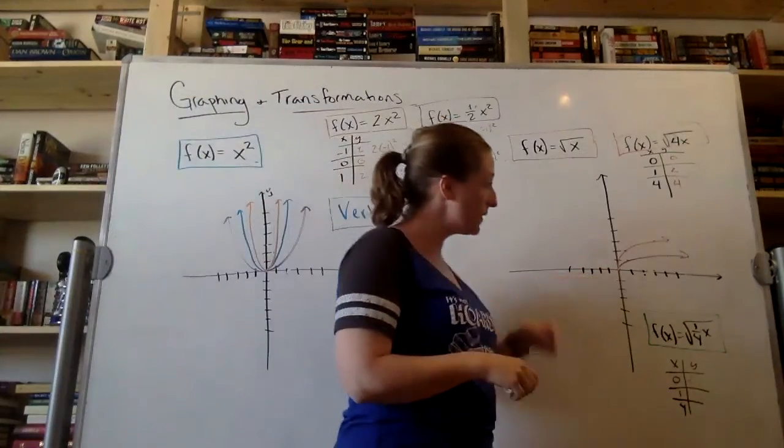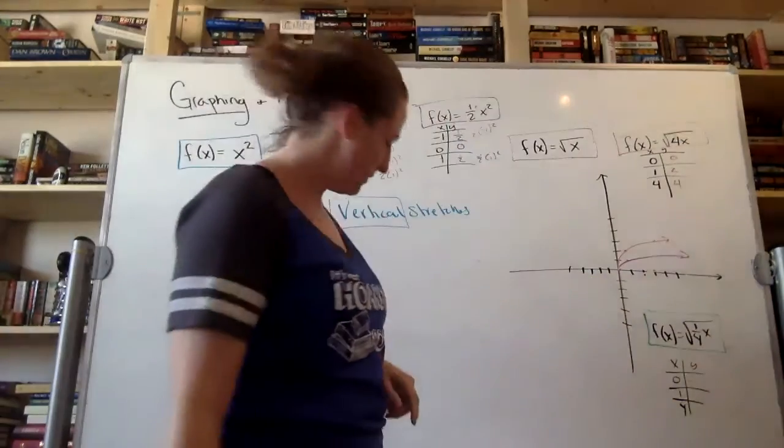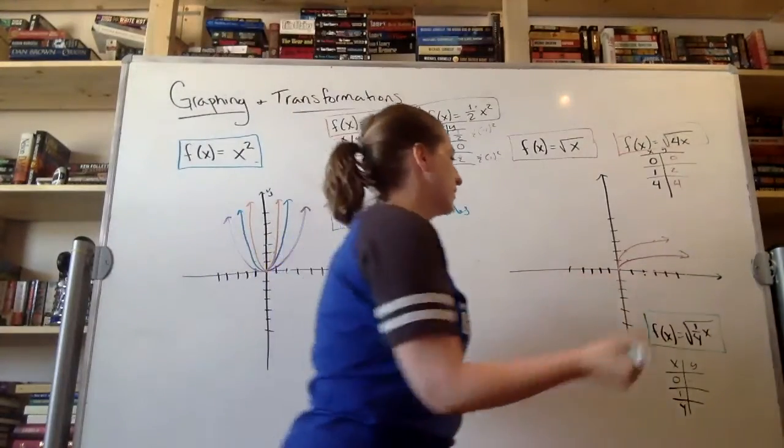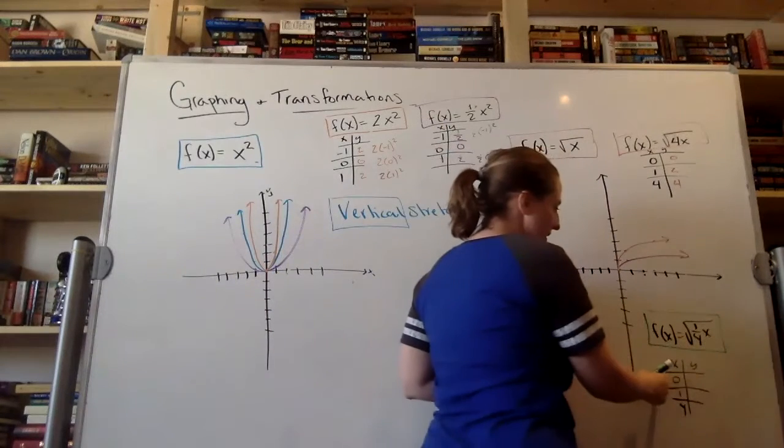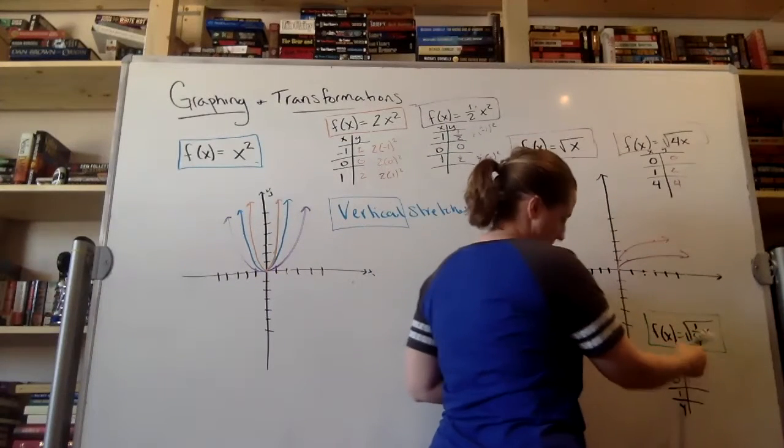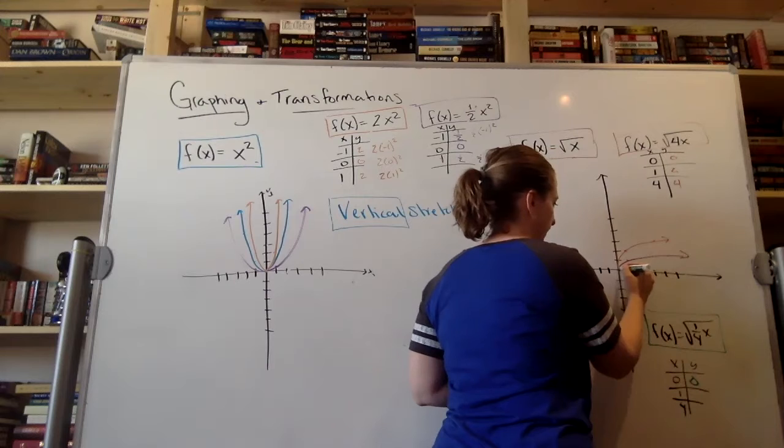You can see that that looks different than just the square root of x graph. Now let's compare that to the square root of 1/4 x. So plugging in 0, I'll have the square root of 1/4 times 0, which is the square root of 0, which is 0. Okay.